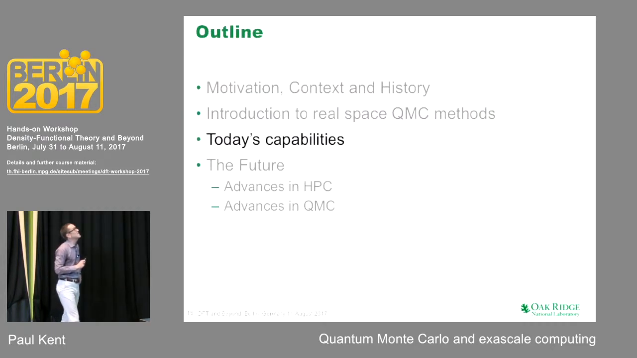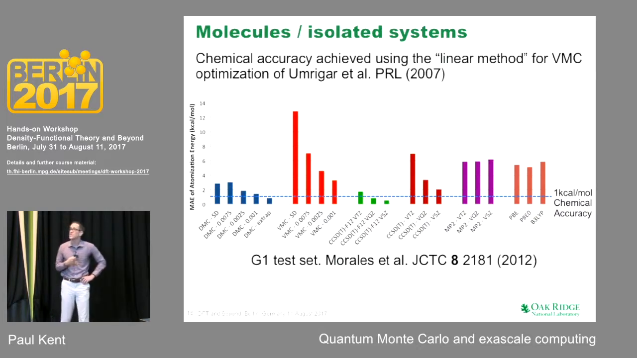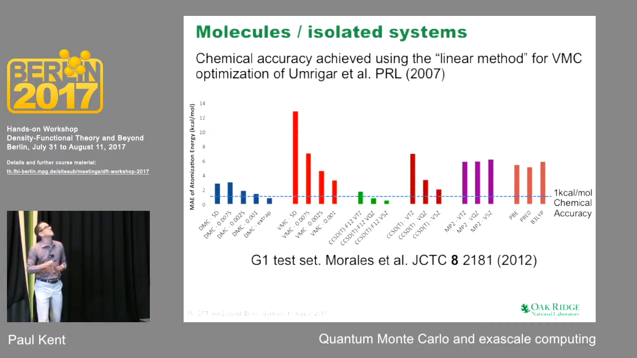So let's now see how this actually fares today. And I'm going to start with molecular results. What I'm showing on this graph are some accuracy results for the G1 test set. So this is a series of small organics, atoms, dimers, trimers, I think. And what this shows is the mean error of the atomization energy in kcal per mole. And the colors are different methods, and I'm going to talk through this in a moment.